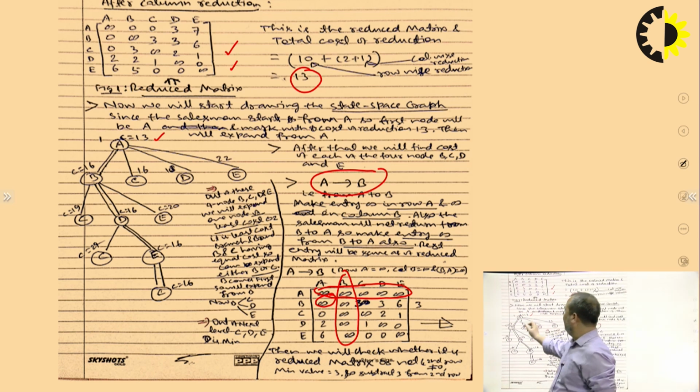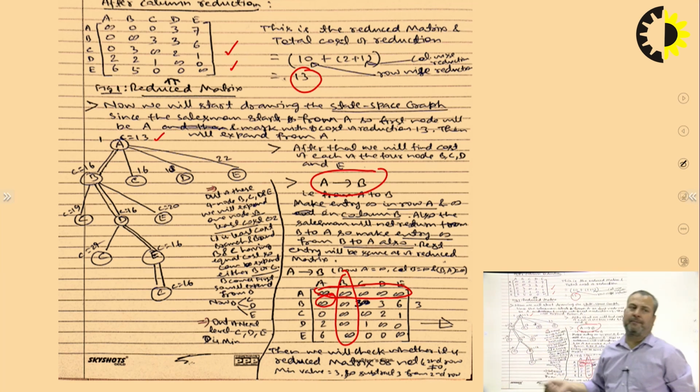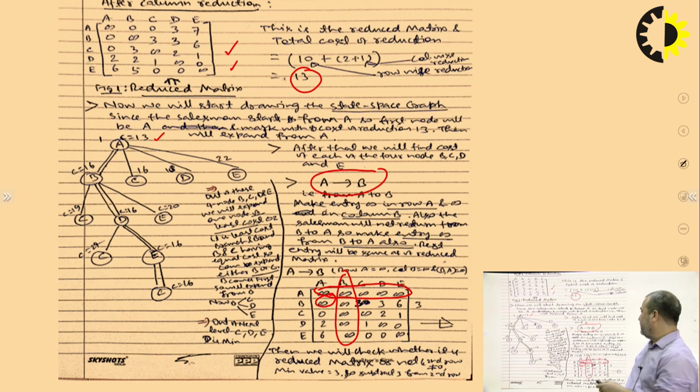So either we can go from A to B or A to C, because out of 16, 16, 18, 22, this will be the minimum. So if we say visit from A to B, then again the same process will be adopted. What will be, this A to B, the matrix, reduce.